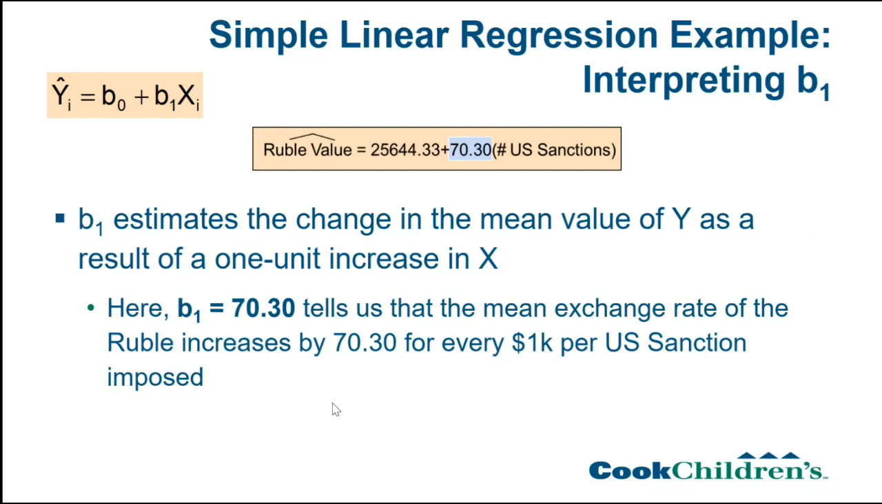But interpreting the slope itself, B1 estimates the change in the mean of y as the result of a 1 unit increase in x. So here we have B1 equals 70.3. That basically tells us that the mean exchange rate of the ruble increases by 70.3 per 1,000 US dollars for every US sanction imposed.